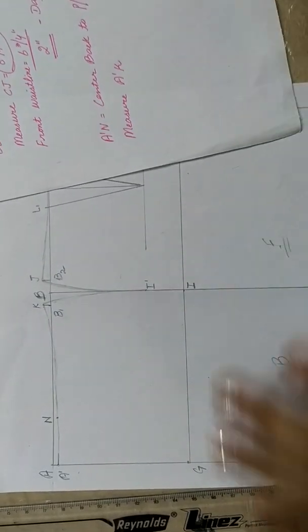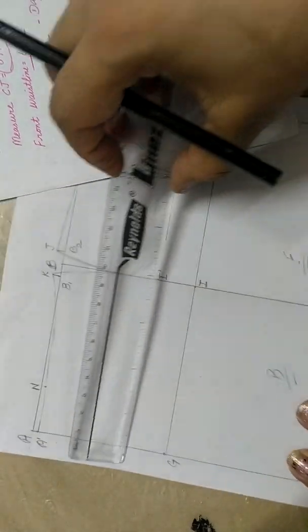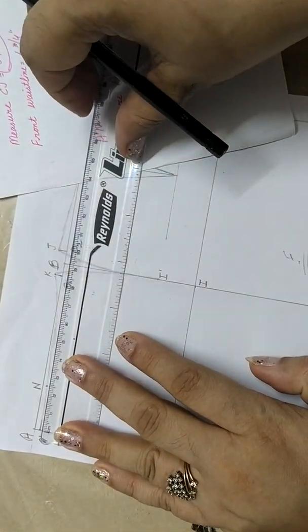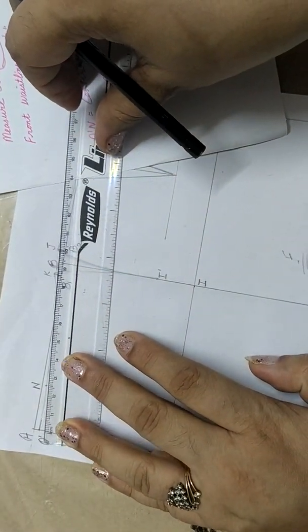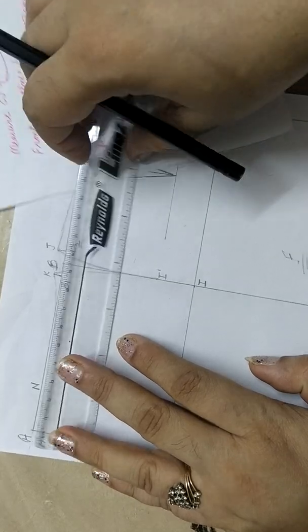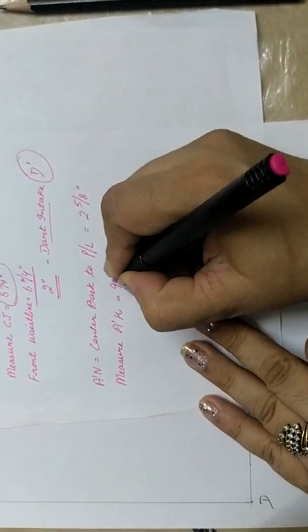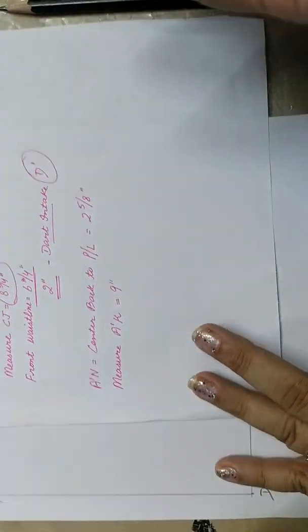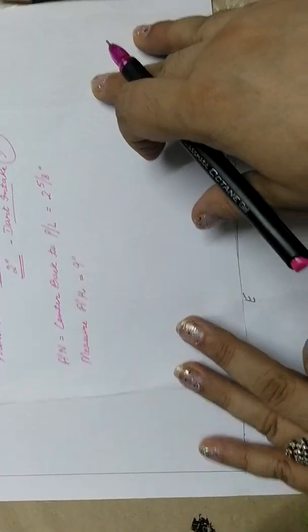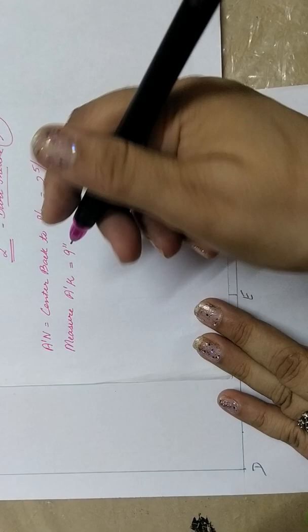So now let's see what its measurement is. So on A1 I have placed the scale and I'm just going till the other end. So this measurement, this is 9 inches in my case. You will have to check how much it is in your case. It is 9 inches in my case.